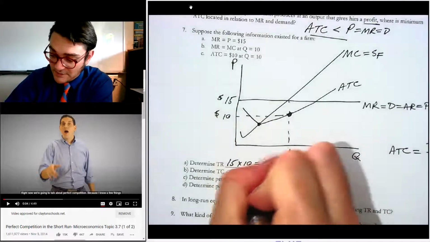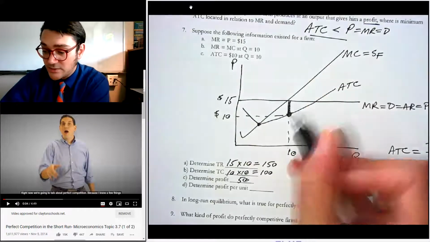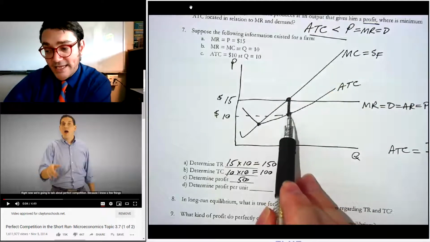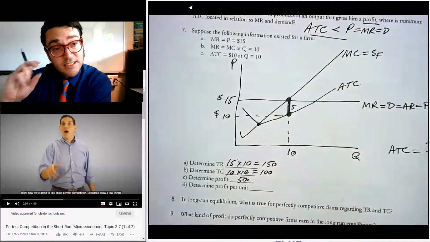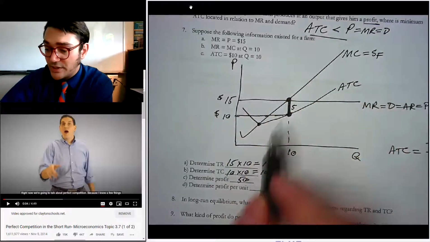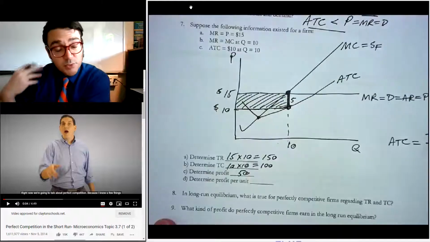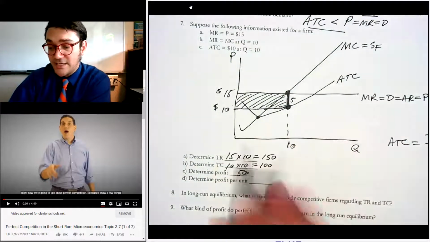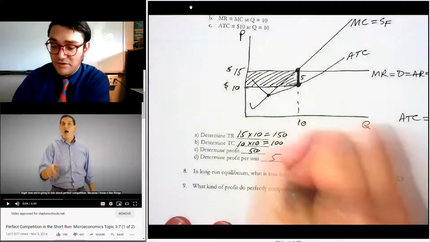So profit is 50, but we can also notice that the distance between the price, up here at 15, and the ATC value here, which is 5, is a vertical distance. That's the profit per unit. And if we go over the 10 units, that box is our profit rectangle. So we could calculate the profit by seeing it's $5 per unit times 10 units for an area of $50. So their profit per unit is 5.